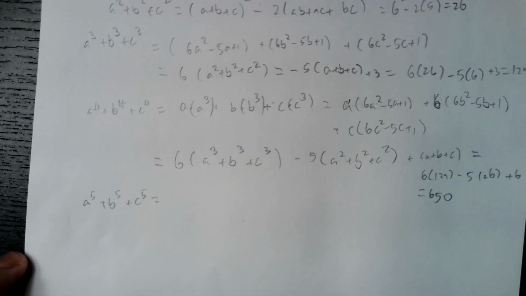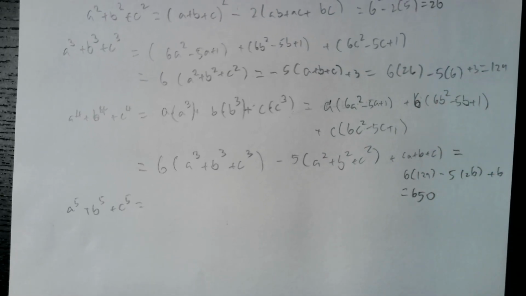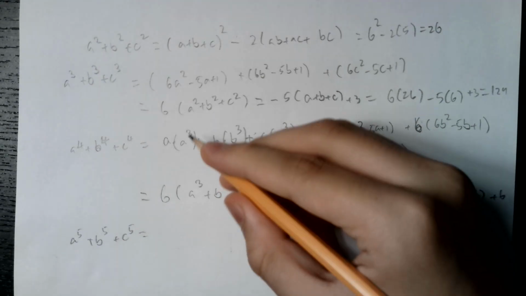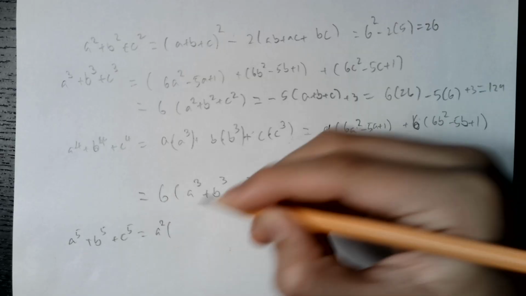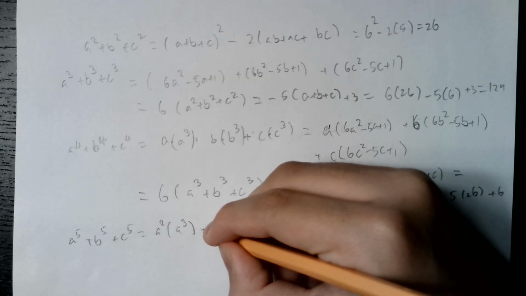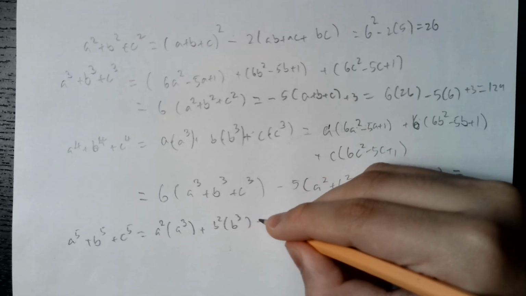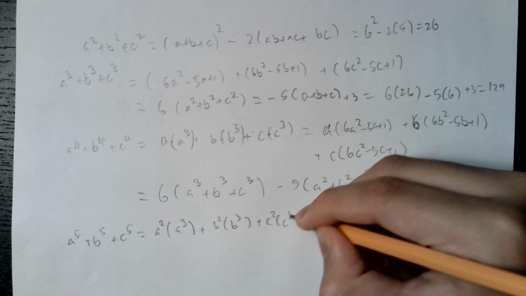So essentially, this entire question is about plugging in numbers from Vieta's formula and going down the line. So a squared plus b squared plus c squared, to a to the power 3 plus b to the power 3 plus c to the power 3, to a to the power 4 plus b to the power 4 plus c to the power 4, all the way down to what the question actually asks for, a to the power 5 plus b to the power 5 plus c to the power 5. So here, similarly to what we just did up top, a squared times a to the power 3, plus b squared times b to the power 3, plus c squared times c to the power 3.